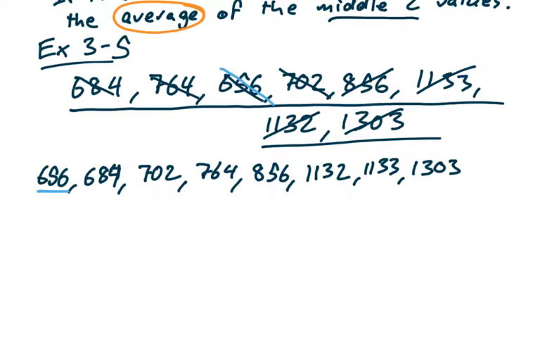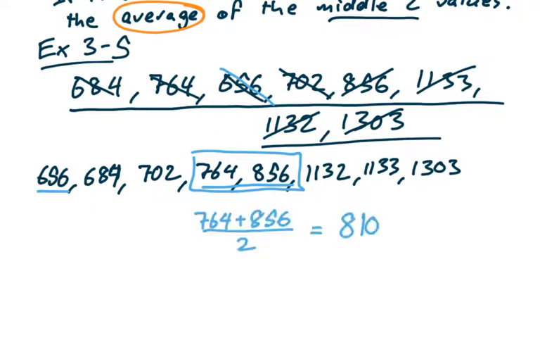So now, we have 8 data points, so the fourth and the fifth are going to be the middle two. And so here we're going to just simply take the average of 764 and 856. So that is 764 plus 856, all divided by 2, and that gets us 810.